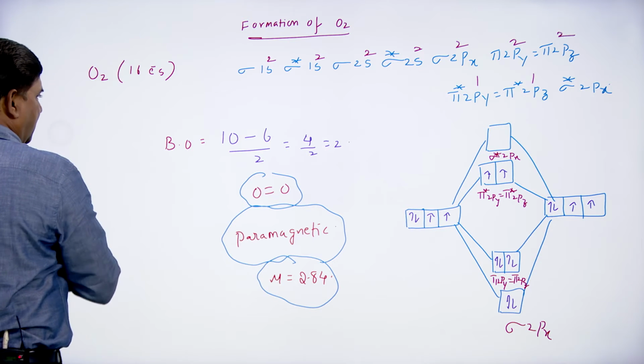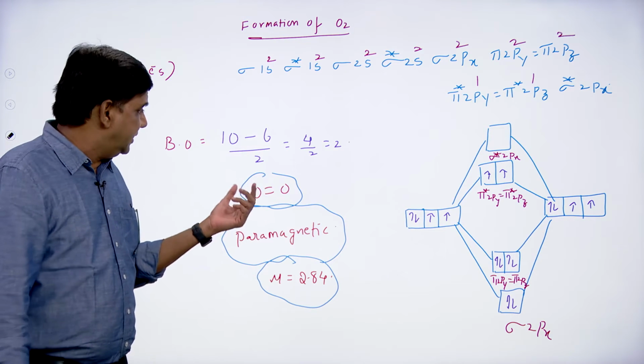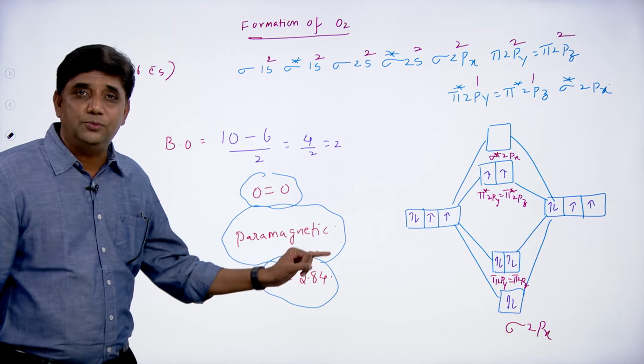So this is the bond order. Bond order is 2. Therefore, oxygen contains a double bond between the atoms. It is paramagnetic in nature. Magnetic moment is 2.84.